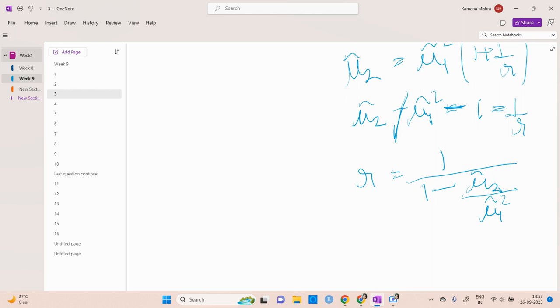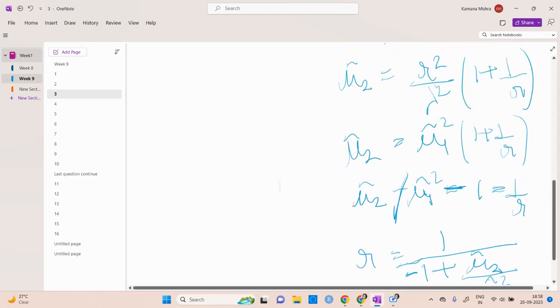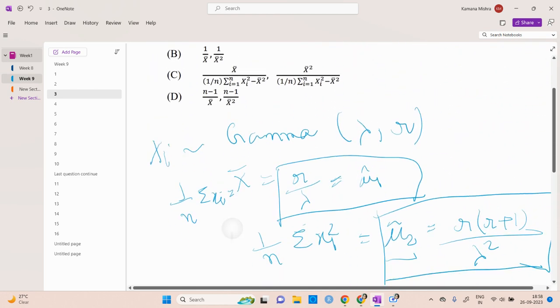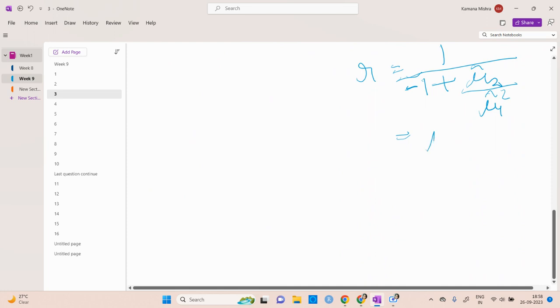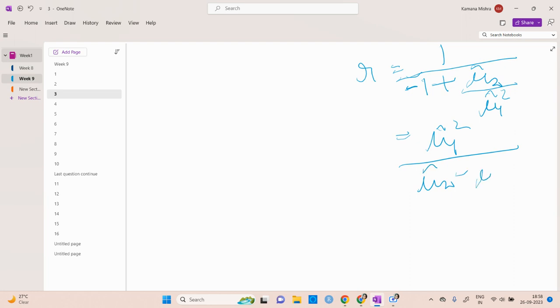There is something wrong here. It should be like this: mu1 cap square goes to the numerator, and the denominator is mu2 cap minus mu1 cap square. Now this is expectation of x square minus expectation of x whole square. So this is the variance. And this is x bar, so this is x bar square.